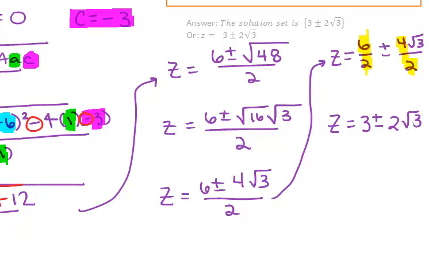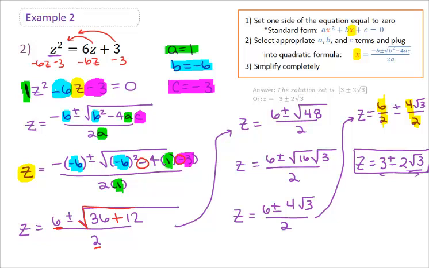Now, I technically have two solutions here, one of them being the positive, which is 3 plus 2 root 3, and one of them being the minus, 3 minus 2 root 3. And I'd like to remind you that you cannot go any farther here because they're not like terms. One of these is a whole number and one of these is a root. You cannot actually combine those any farther. So we have our final answer of z equals 3 plus or minus 2 root 3. We have the answer to our example 2 problem.